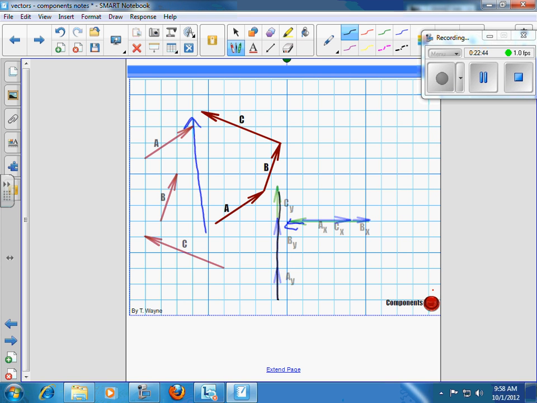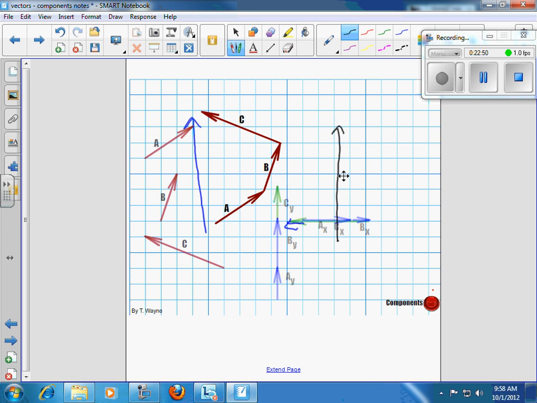I've broken them into components. I've added them together. Now, when I take this guy here, and I take this one here, and I add them tip to tail, what do I get? And there's my resultant. Is that resultant the same as that one? It's close enough, right? Yeah.